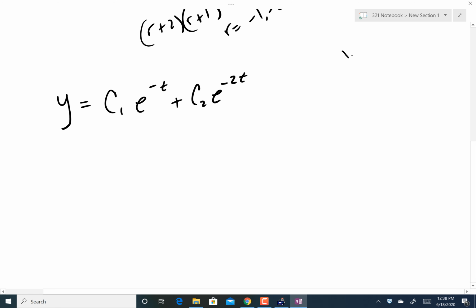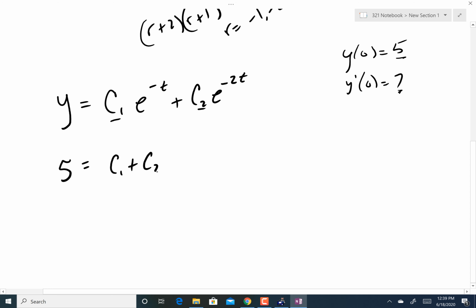Now, if I told you we have an initial condition of 5, that's nice, but notice I have two constants. Well, I'm going to need two initial conditions, not just y naught. We're also going to need y prime naught. Again, it's very similar to knowing this is my initial velocity, that's my initial displacement. So if you put in zeros, you get c1 plus c2 is equal to 5.